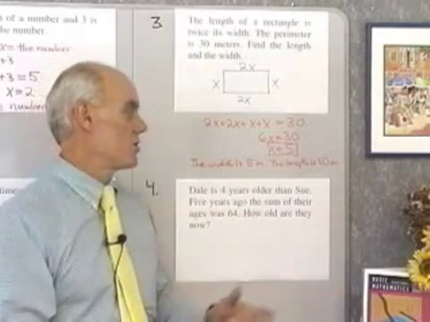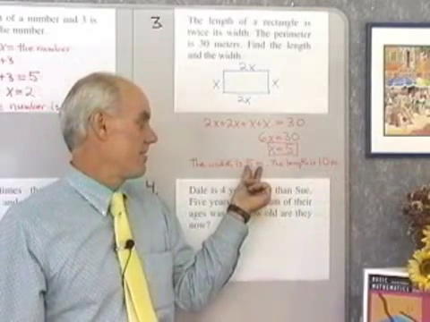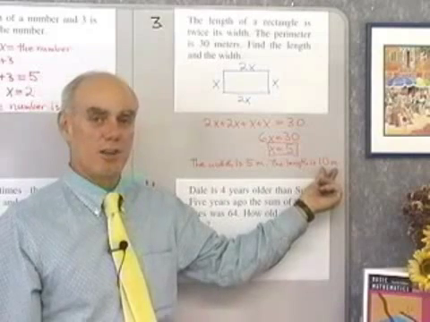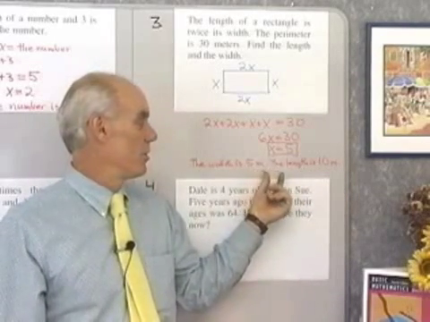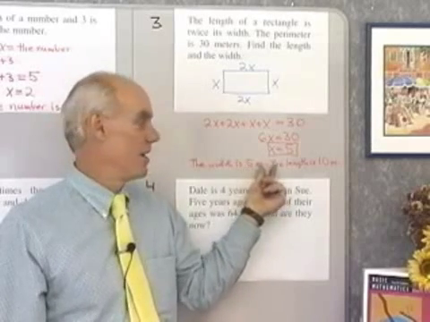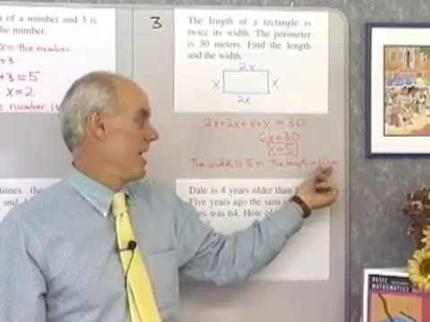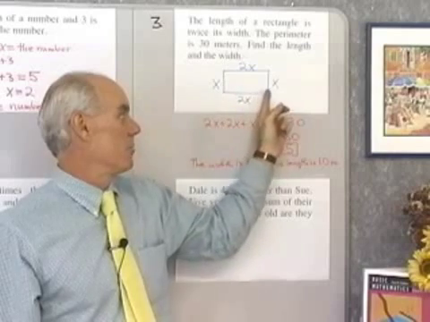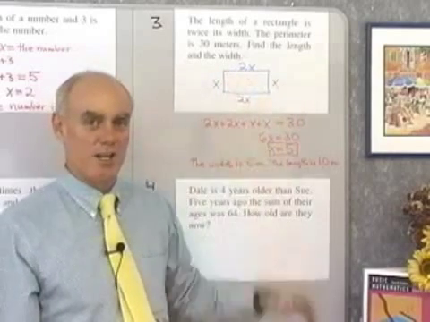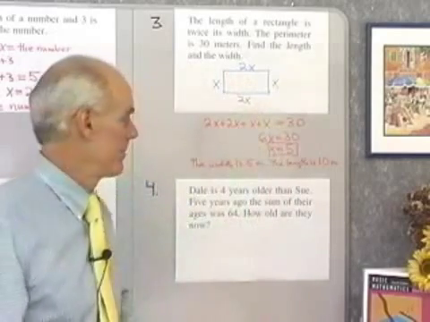Now let's check these solutions in the original words of the problem. If I have a rectangle that's 5 meters wide and 10 meters long, then the length is twice the width, so that part of it checks. The perimeter will be 5 plus 5, which is 10, plus 10, which is 20, plus another 10, which is 30. So if I add up the length all the way around the outside here, 5 plus 10 plus 5 plus 10, I am going to end up with 30. So these solutions do check in the original words of the problem.